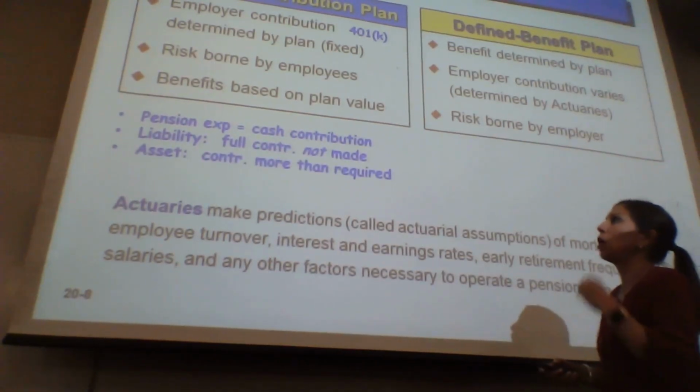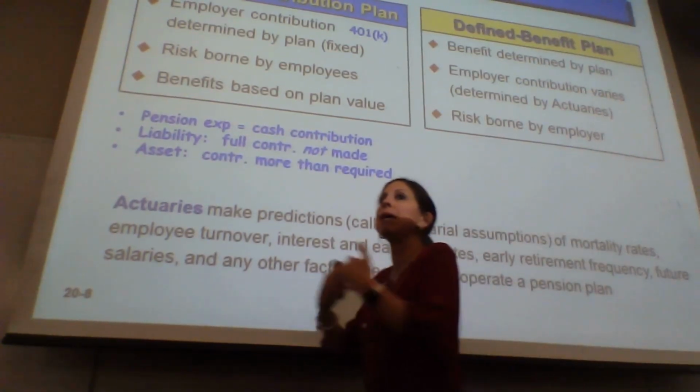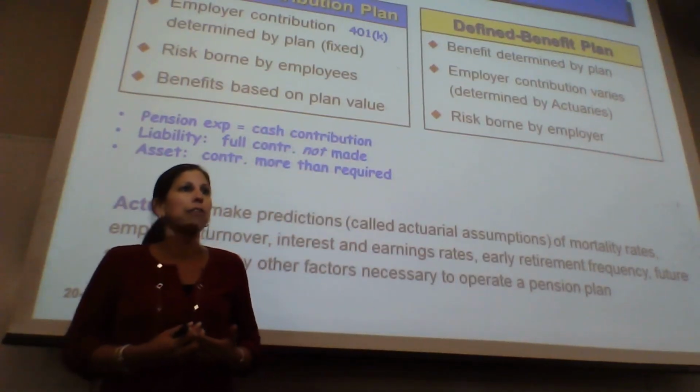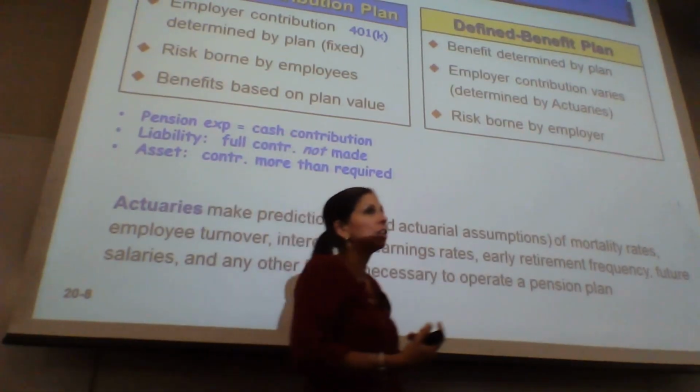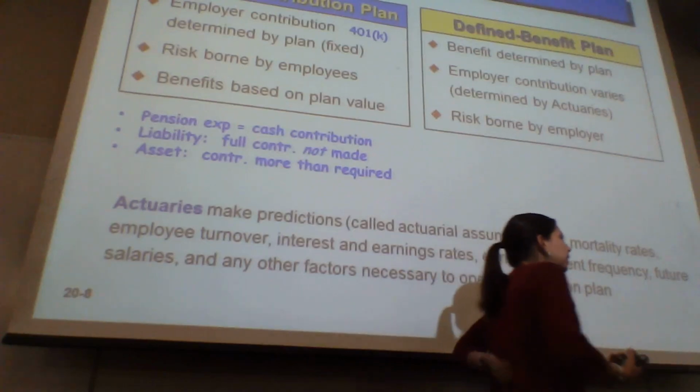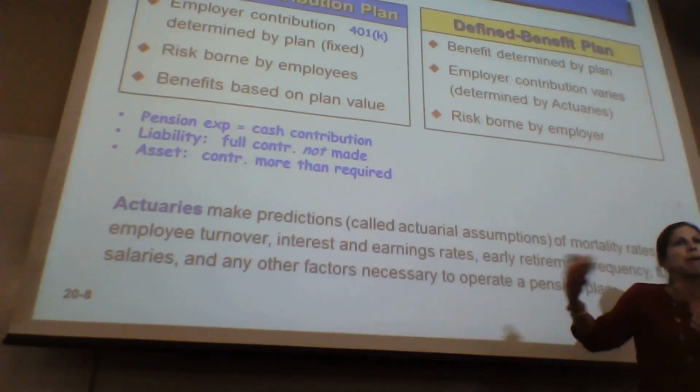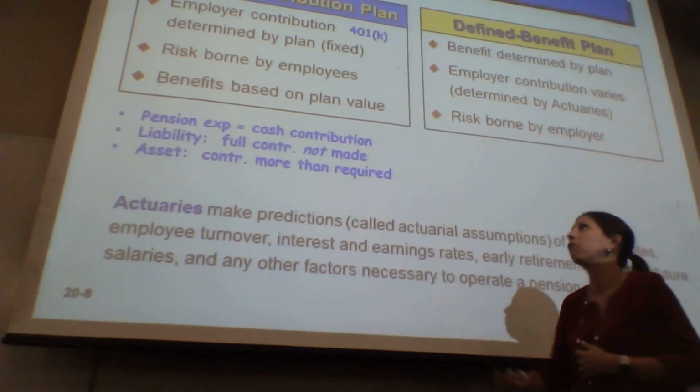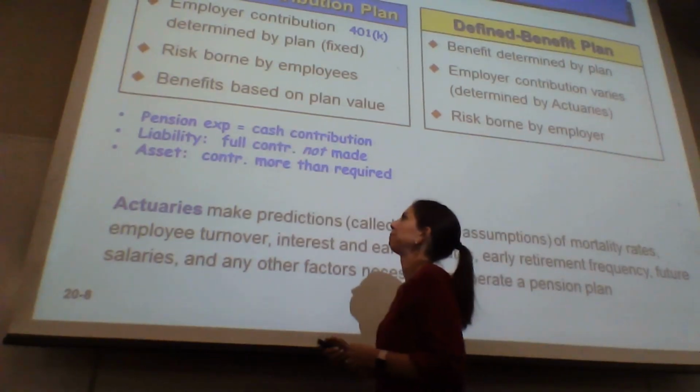Excuse me, and then it will show up as an asset if a company happens to make more contributions than they were required. Maybe they're having a particularly excellent quarter or year, and they want to give themselves a buffer and build up on the asset side for their pension plan.